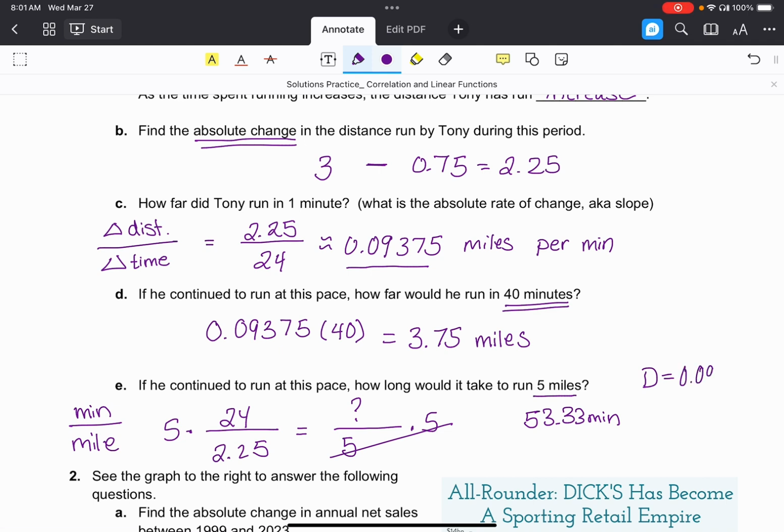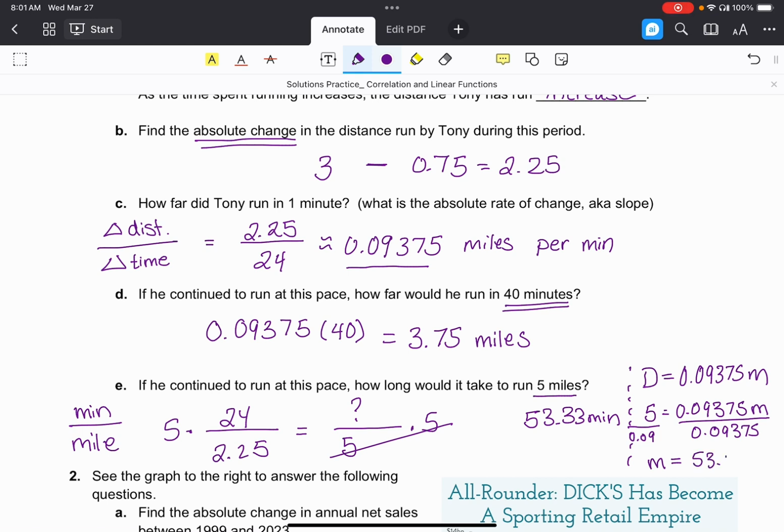So I have that 0.09375 times the number of minutes he runs for, and that's going to find me how far he ran. Well, if I know he ran 5 miles, so I'm setting up an equation here, I could solve for the number of minutes he ran by dividing by that rate. And I would end up with, believe it or not, the exact same answer that I got going the proportional reasoning way.